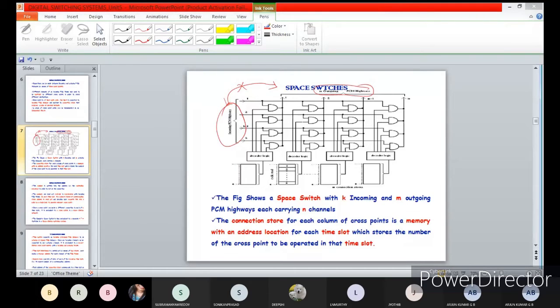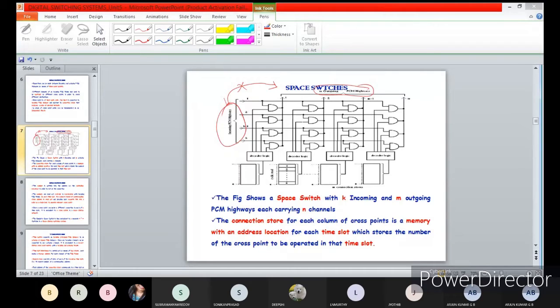Connection can be made between the incoming and outgoing PCM by means of a cross point. If there is any cross point, it means a connection should be there. The connection point is called a cross point. However, different channels of the incoming PCM frame need to be switched by different cross points in order to reach different destinations. Then the cross point is made with a two-input gate.